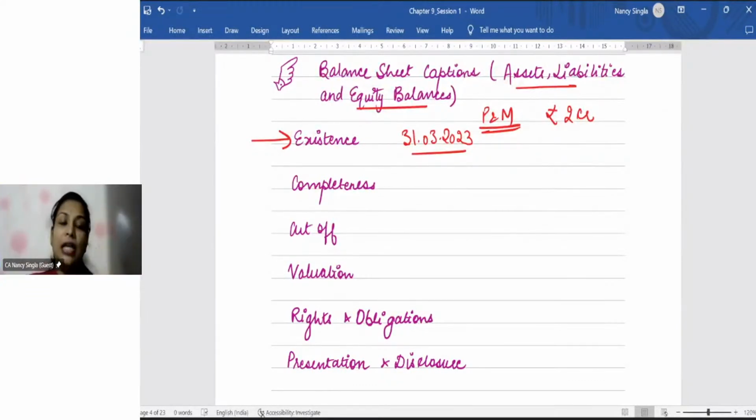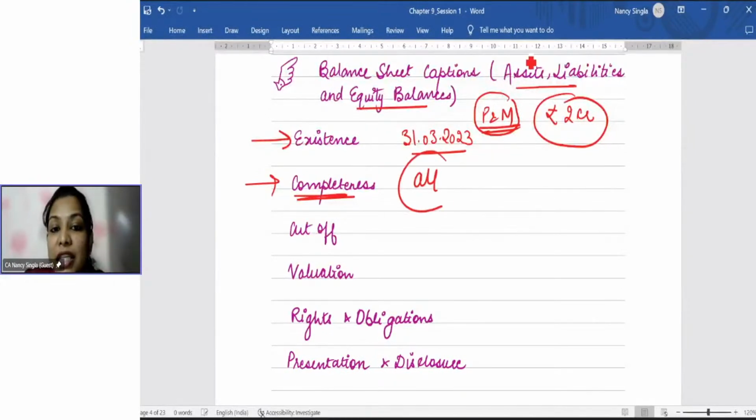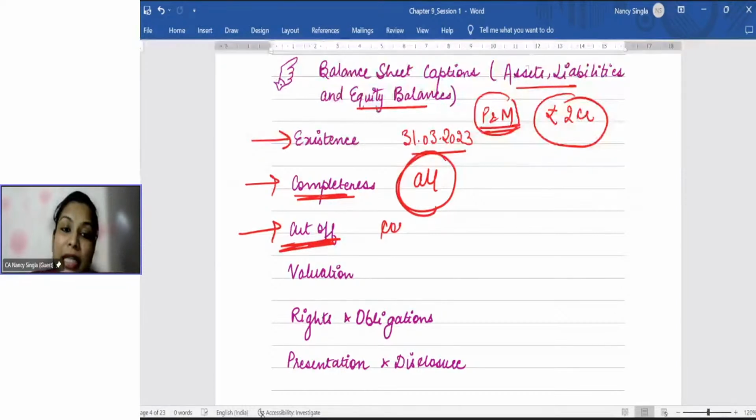Now, let's first discuss the completeness assertion. That this 2 CR includes all. The keyword here is all. All plant and machinery that should have been recorded have been shown in the balance sheet. Cutoff. Cutoff is that the plant and machinery reflected in the financial statement pertains to the correct accounting period. It is not that plant and machinery purchased next year is being shown in this year. No, it has been reflected in the correct accounting period, right?